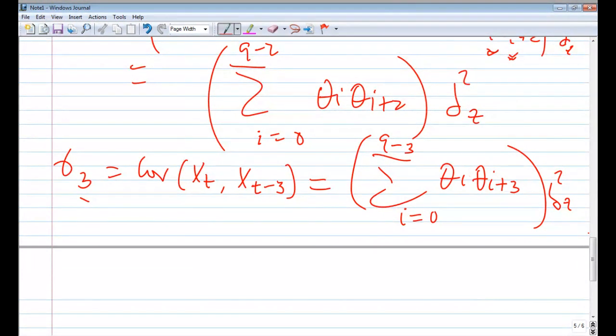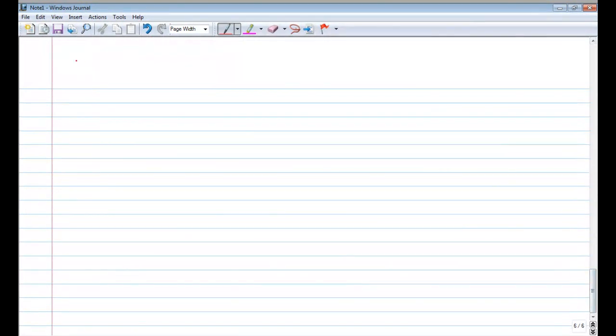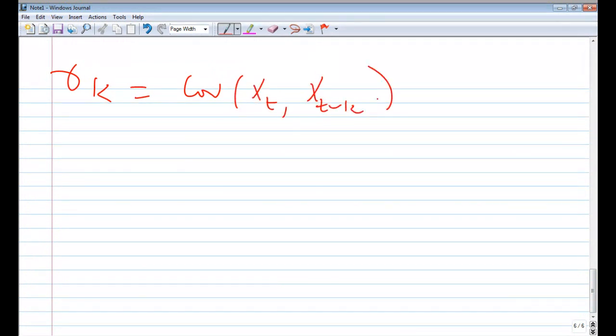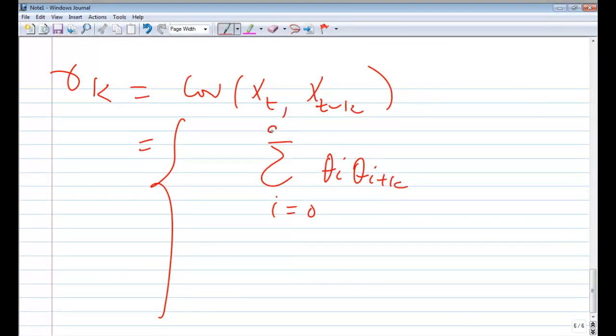Then remember, we're finding autocovariances, so you have to go to gamma K. Gamma K, which is equivalent to the covariance of xt and xt minus k, will be equal to the summation of, if you're still using i's, theta I theta I plus k, I from 0 to q minus 1, times sigma squared z, and k is ranging from 0, 1, 2, up to q this time around.